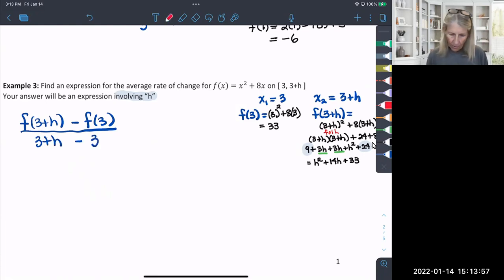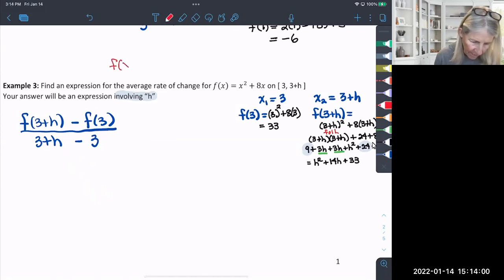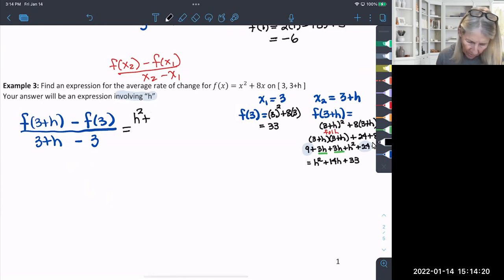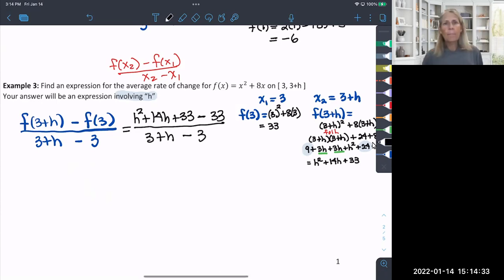Okay, so again, that formula is just the same formula, f of x2 minus f of x1 over x2 minus x1. I'm just using the average rate of change formula. Okay, so let's plug all this stuff in. Again, a little messier. So here goes. For f of 3 plus h, what we got there was h squared plus 14h plus 33 minus f of 3, which is 33, all divided by 3 plus h minus 3.